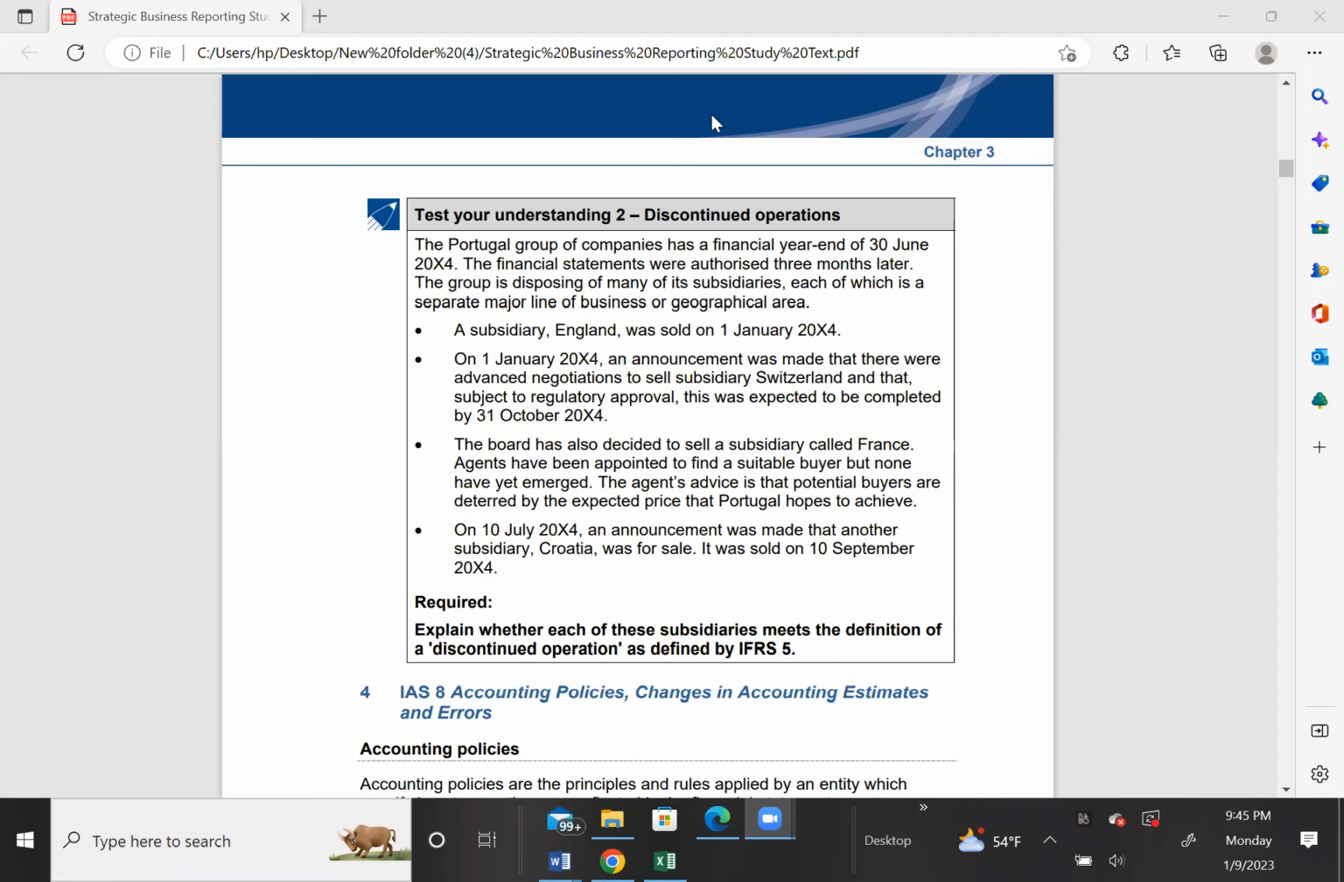Number four, on 10th July X4, after the year end, an announcement was made that another subsidiary, Croatia, was for sale, and it was sold on 10th September. The year end is 30th June. So it is happening after the year end. So the event is taking place after the year end, the condition exists after the year end. So at the year end 30th June X4, it cannot be classified as a discontinued operation. You got it?